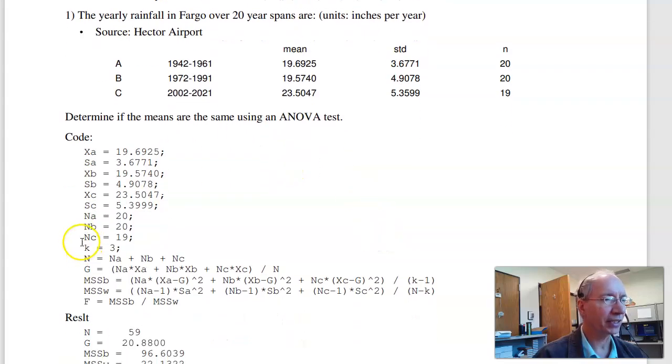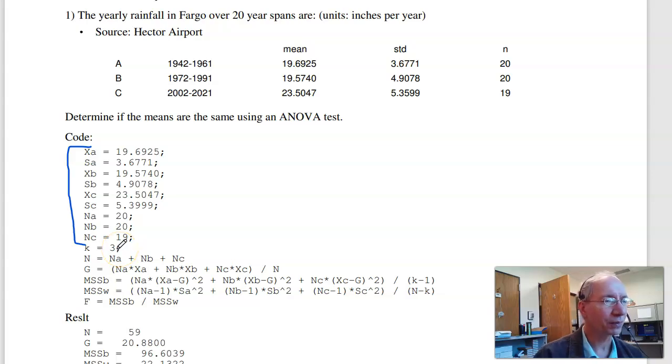So one way to do that is take the code from Bison Academy, change this part to match your data. So really what I need to know is what's the mean and standard deviation of samples A, B, and C, the number of data points in A, B, and C, and I've got 3 columns.